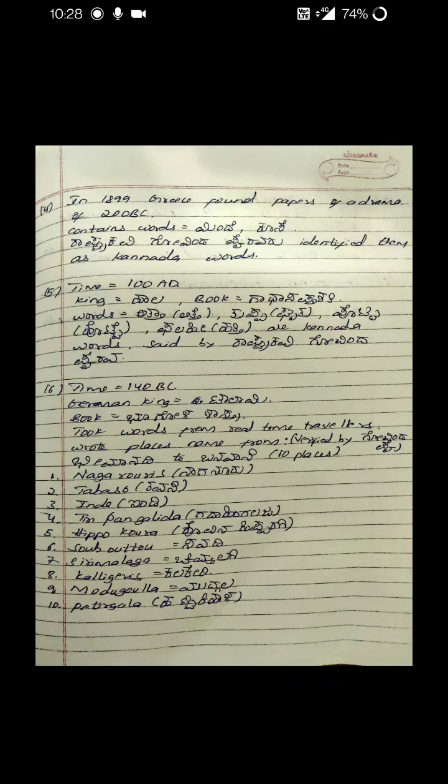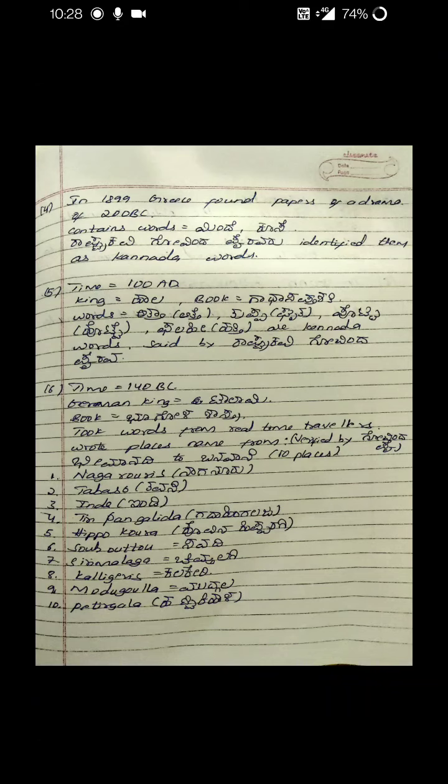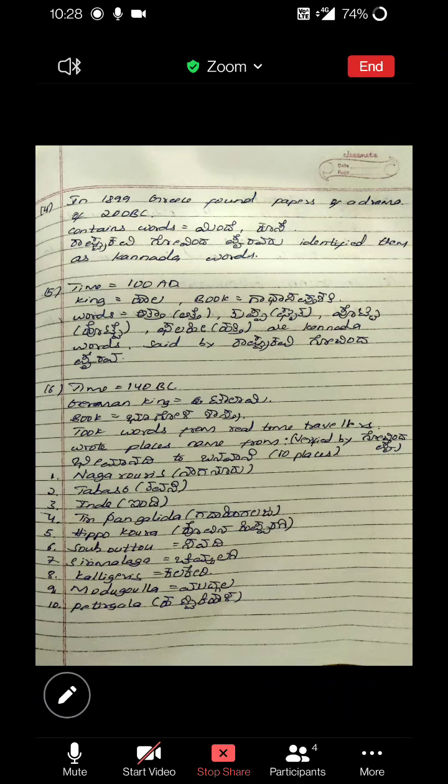Next, in 140 BC, the king Ptolemy wrote a book called Bhugola Shastra. He took these words from real travelers who traveled to Karnataka, and he wrote down 10 city names, which are present cities of Karnataka, from Bhimanidhi to Banavasi. In 140 BC, he wrote this.